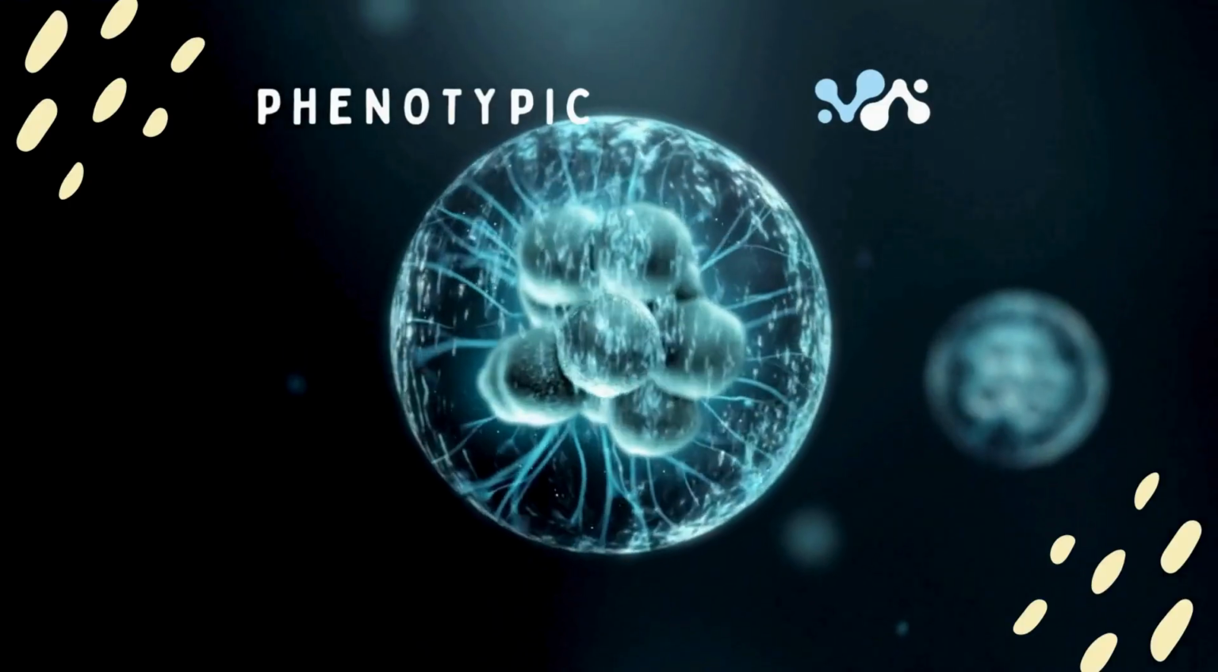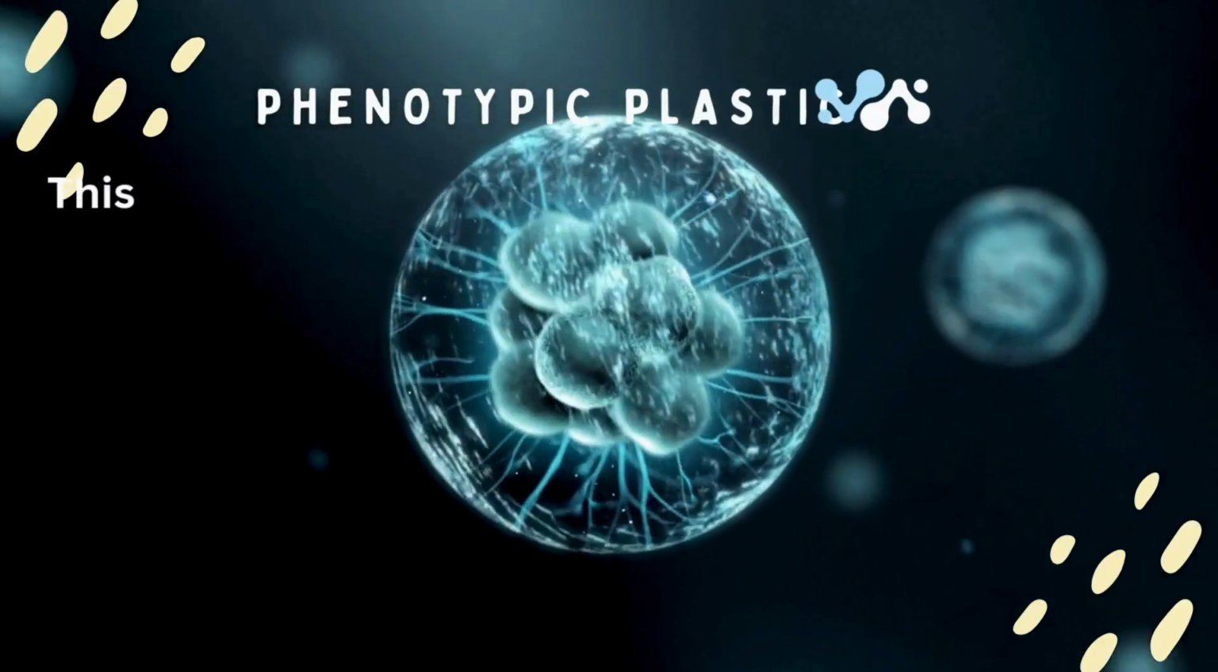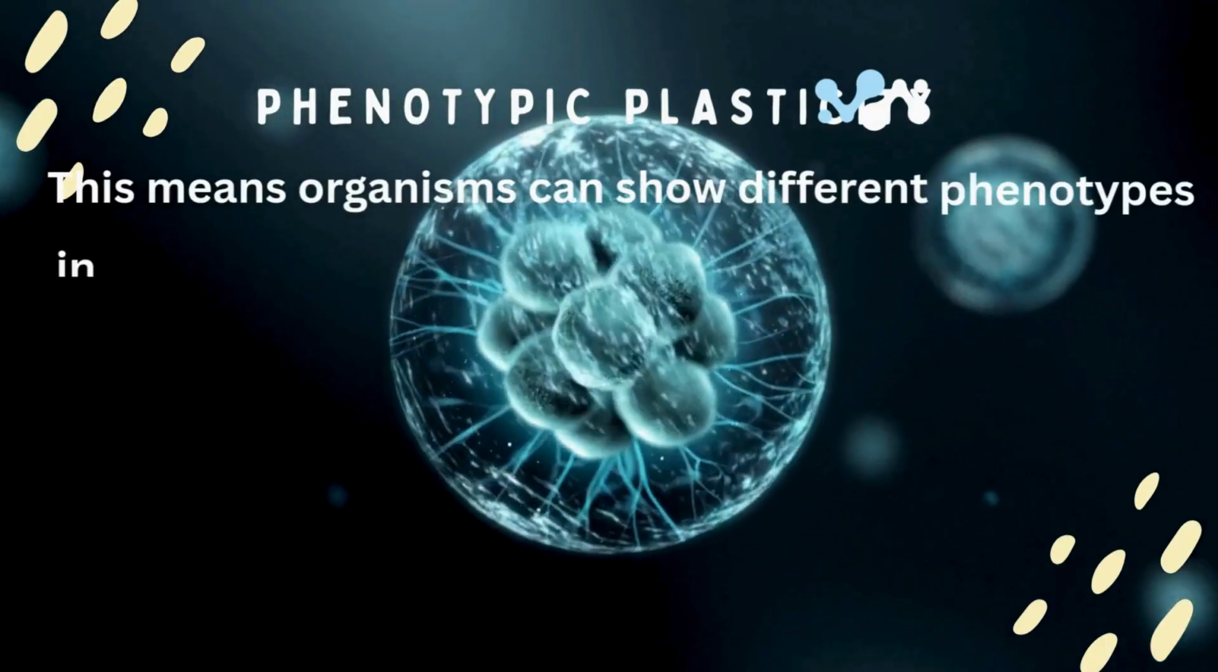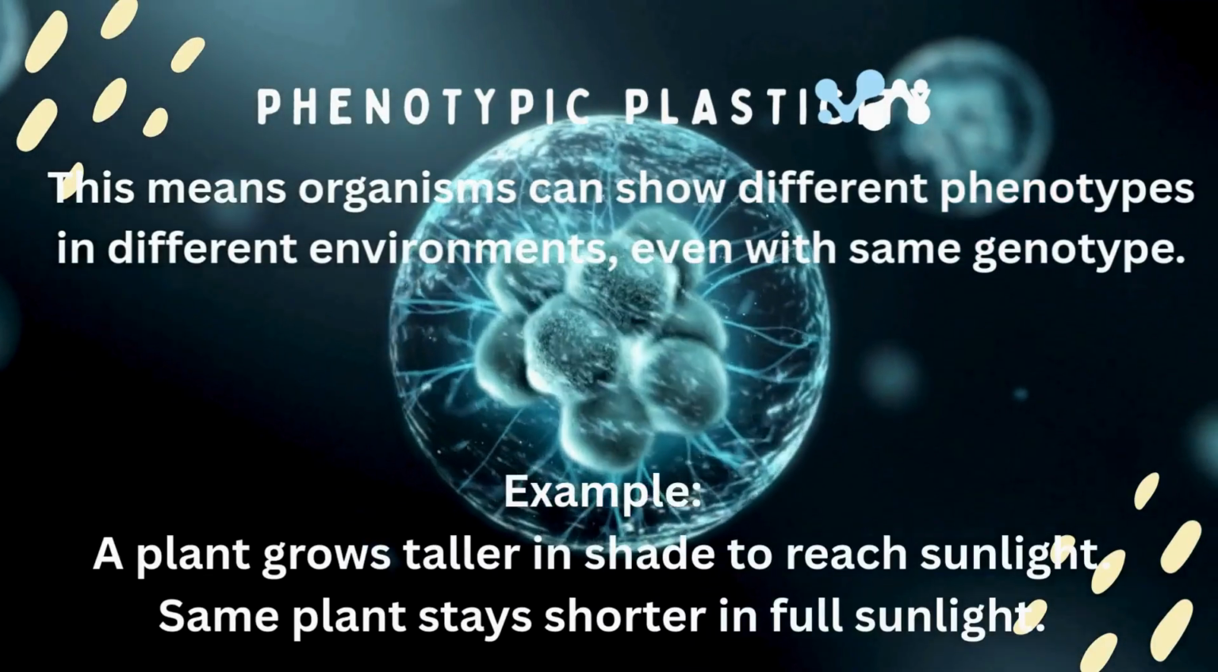Phenotypic plasticity means organisms can show different phenotypes in different environments, even with the same genotype. A plant grows taller in shade to reach sunlight. The same plant stays shorter in full sunlight.